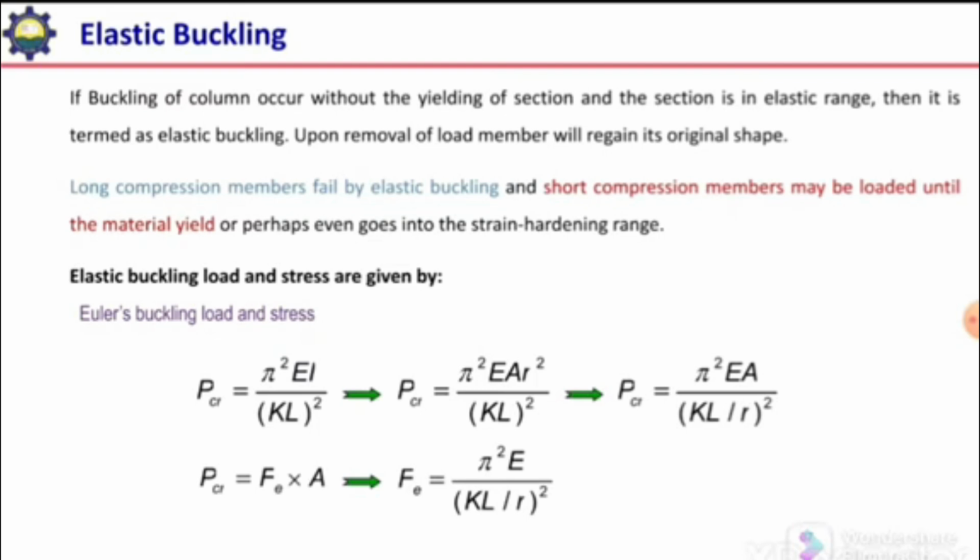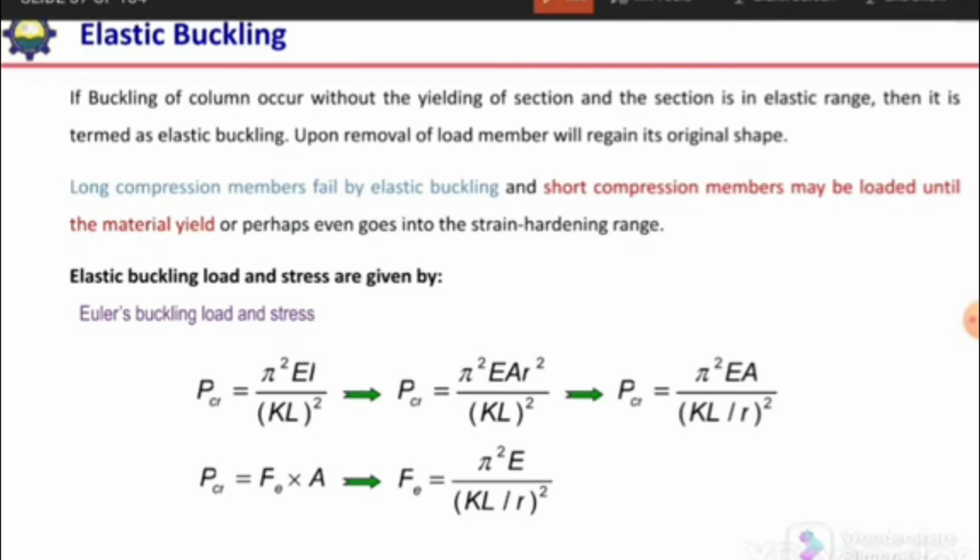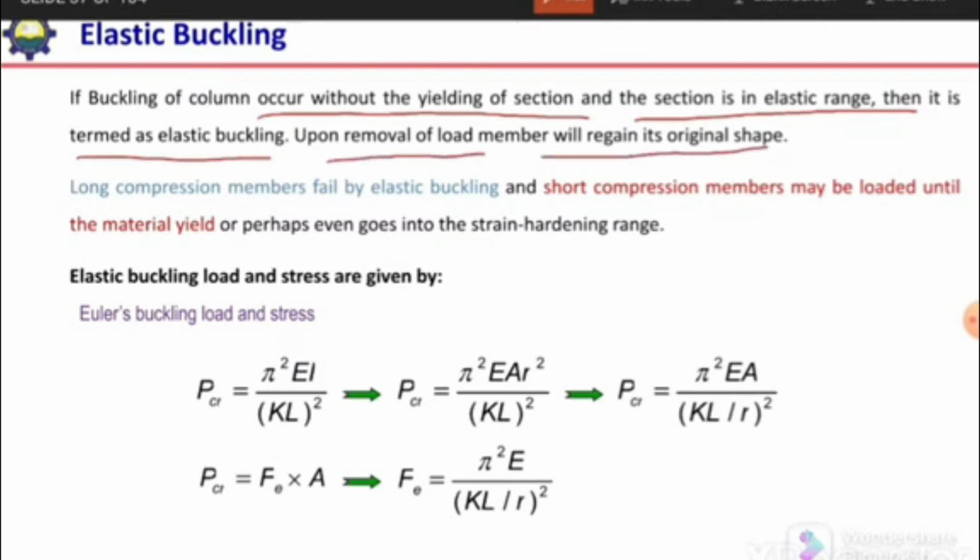So first of all, elastic buckling. If buckling of a column occurs without the yielding of the section and the section is in the elastic range, then it is termed as elastic buckling. Upon removal of load, the member will regain its original shape. So in case of elastic buckling, the column section will not yield and it will remain within the elastic range, and upon the removal of load, the section will regain its original shape.